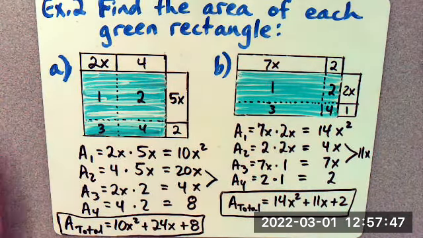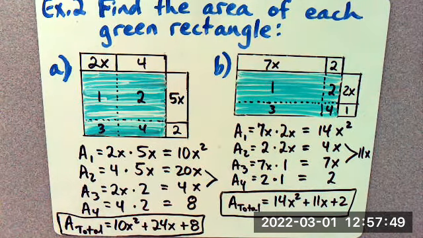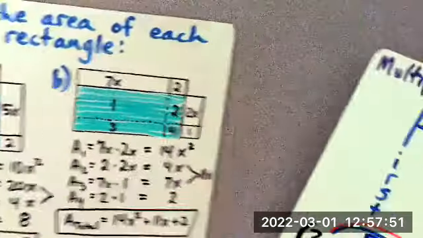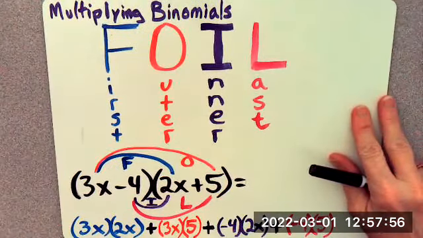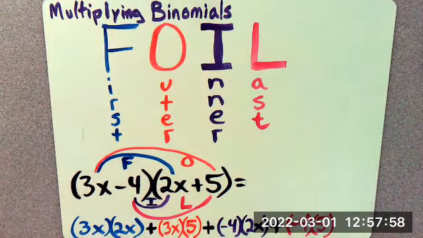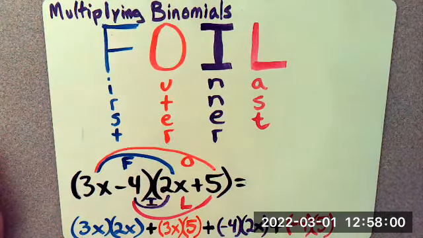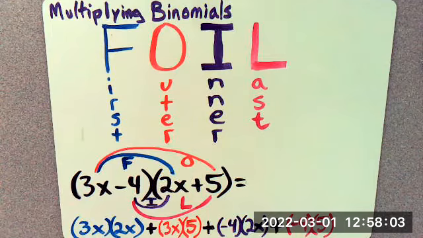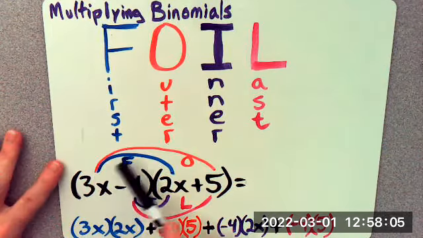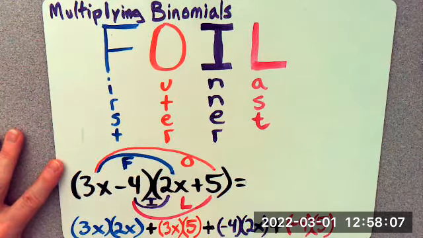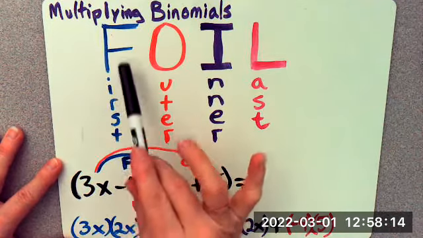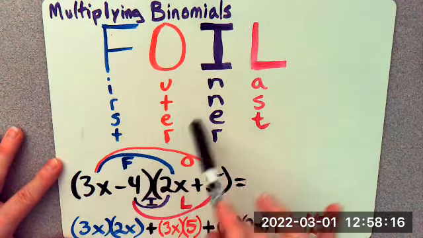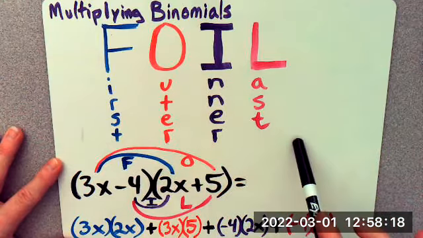All right. So let's add a new tool to our toolbox. Let's talk about when we multiply binomials, we can use a tool called FOIL. FOIL is basically just distribution. You can see the little distribution rainbows going on here. FOIL is distribution, but in an ordered way. So FOIL stands for first, outer, inner, last.